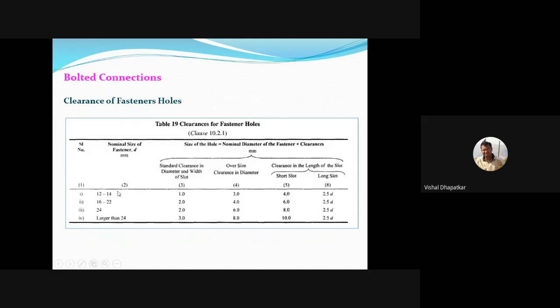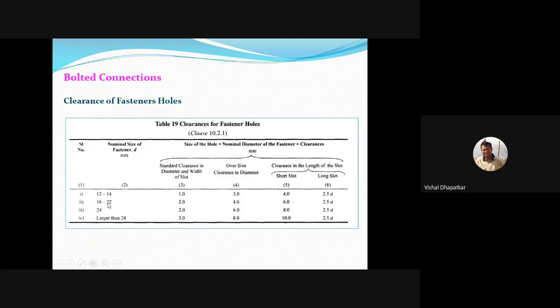Okay. So as per our IS code, there are some nominal bolt diameters and oversize hole or size of the hole requirements. If our bolt diameter is between 12 to 14 mm, then the standard clearance in diameter and width of the slot will be just 1 mm higher than the bolt diameter. So for 14 mm of the bolt, the hole diameter will be 15 mm.